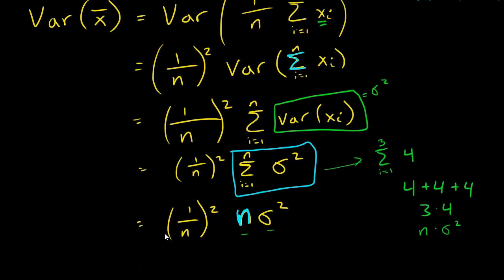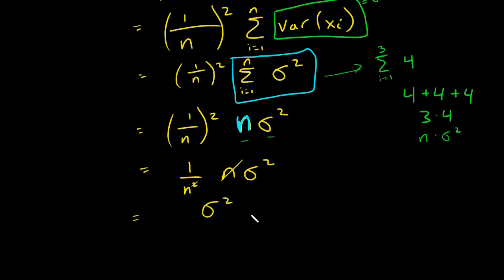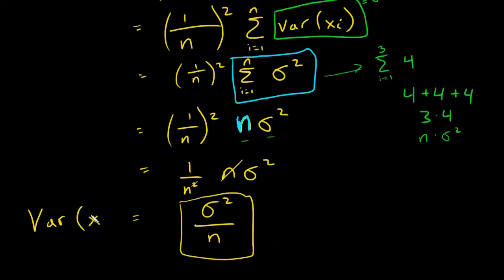Now we have a little bit of a cancellation, because 1 squared is just 1, and n squared, so I'm bringing that square term in, n times sigma squared. This n cancels with one of the n's in n squared, and I'm left with sigma squared in the numerator and just n in the denominator. So this is the variance of x bar.